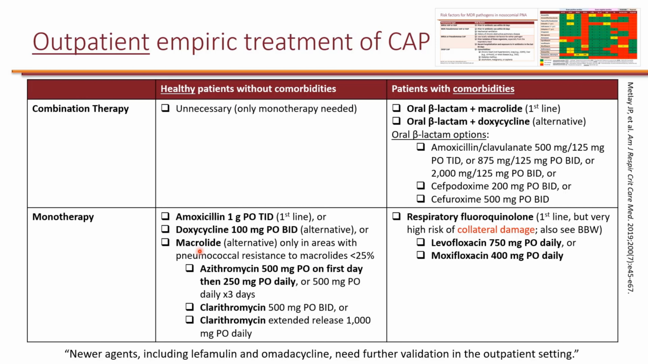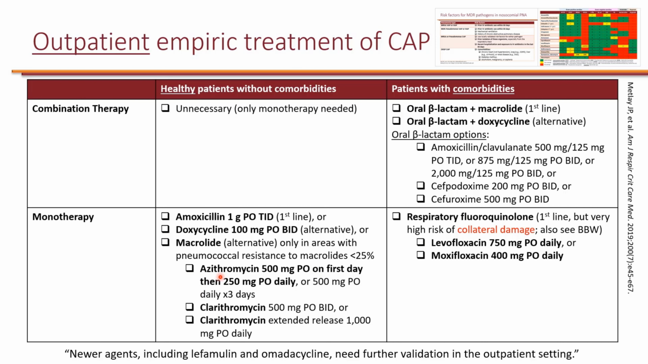Now, with macrolides, they are considered an alternative because we are seeing an increased rate of pneumococcal resistance. If you know that in your local area the rate of resistance is less than 25%, you can actually use azithromycin monotherapy. Now, in our area at Loma Linda University Medical Center, the rate of macrolide resistance in Streptococcus pneumoniae is actually more than 30%.